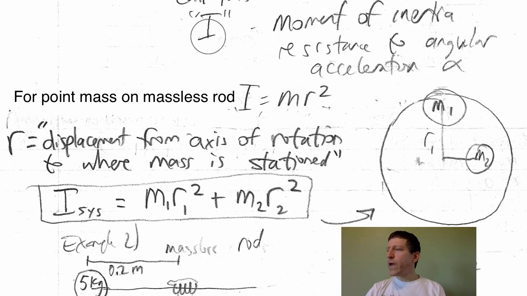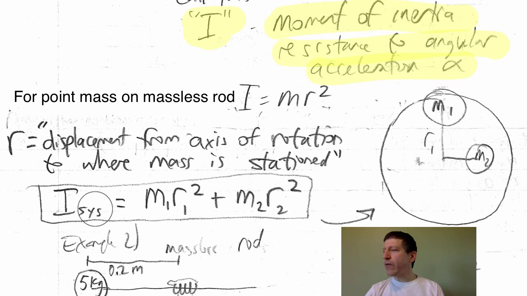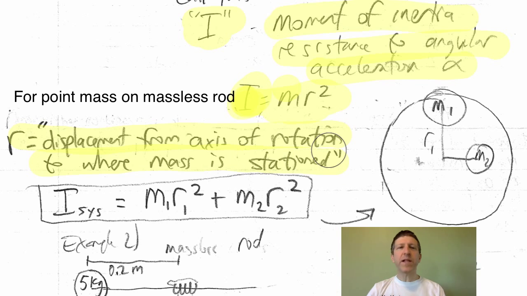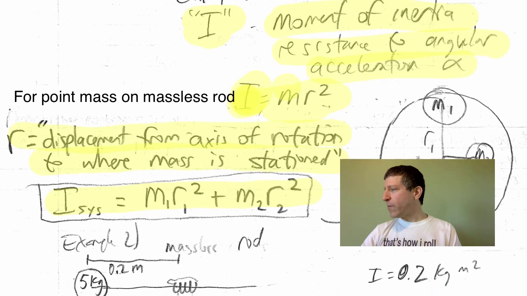So in summary, what we have is what we call I, the moment of inertia, also called the angular inertia or rotational inertia. And this is simply the resistance to angular acceleration, alpha. It does turn out that what we just showed is that if you just have a mass out in space, the moment of inertia of that mass will be mr squared, where r, and this is super important to memorize, is the displacement from the axis of rotation to the point where the mass is stationed. So in the situation that we just drew up, the system moment of inertia is m1r1 squared plus m2r2 squared.